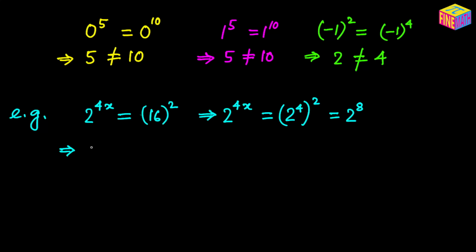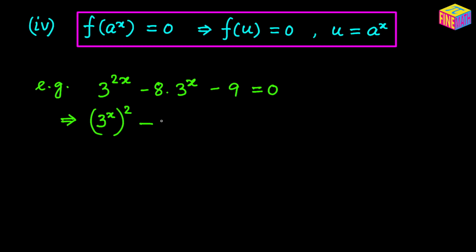So from here we can say, okay, the first term here, which is 3 to the power 2x, can we write it as 3 to the power x whole squared? That is same as 3 to the power 2x. And then in the second term, we have 8 times 3 to the power x, and then we have negative 9 is equal to 0. And from here what can we say? Well, let's substitute this 3 to the power x with u. So let's assume that 3 to the power x is equal to u.